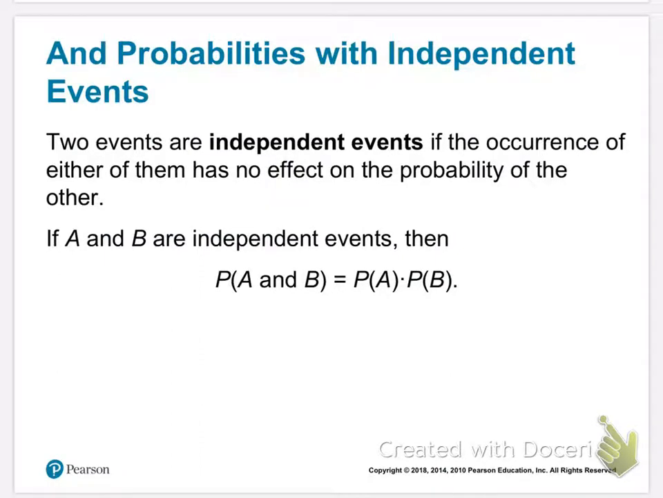Okay, so now probabilities with independent events. Two events are independent if the occurrence of either of them has no effect on the probability of the other. So two things occur and they don't have an effect on the next one. If I flipped a coin and got a heads, it does not mean the next one is more likely to be heads because I already got a heads. They're independent.